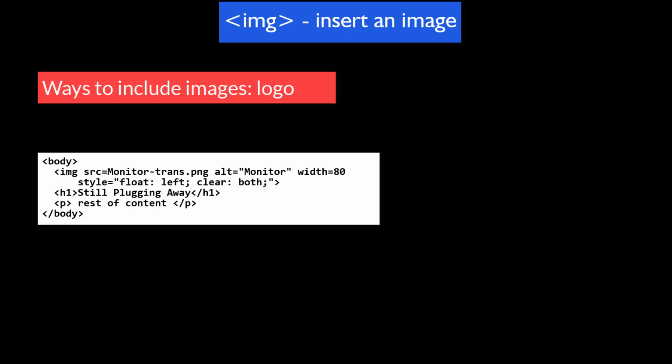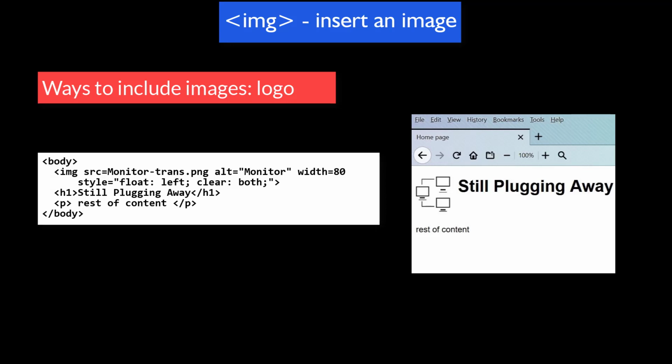So a small change. In the image, I add a style attribute and float left, clear both. Everything else is the same, and what that says is the image file can float on the left and clear anybody else to come, and then it displays the way I'm after.